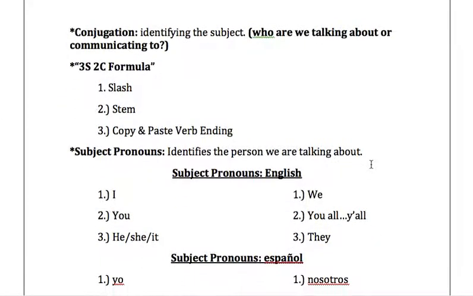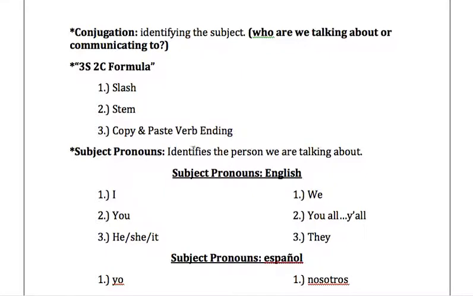Again, let's go over subject pronouns. When we're talking about a subject pronoun, we're identifying the individual. Who are we talking about, or who are we attempting to communicate to? Once we understand that, this word right here, conjugation, hopefully comes into clarity for you. 3S2C formula: slash, stem, copy and paste a verb ending.